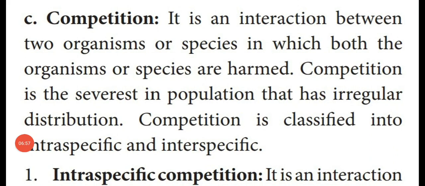Next one, competition. Dear students, the interaction takes place between two different species. At the end of the interaction, both the species are harmed, that means affected. The symbol is minus minus, negative symbol. So the competition occurs in the particular environment. The organism which survives and produces more population in the particular environment shows the regular distribution. Other organisms show the irregular distribution. So this competition is divided into two. The competition which takes place between the same species is known as intraspecific competition. The competition which takes place between different species is known as interspecific competition.